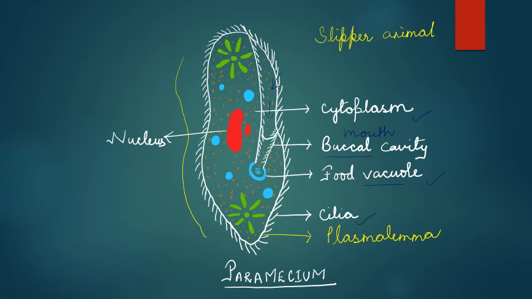In the center is the prominent nucleus. There can be two nuclei also. One is the bigger one, which is called the macronucleus, and the other one is the smaller one, which is the micronucleus. So this is the structure of paramecium, and these are all the facts about protozoa.